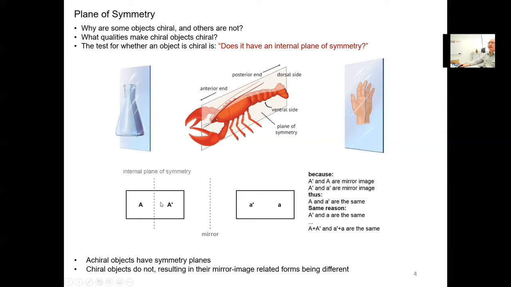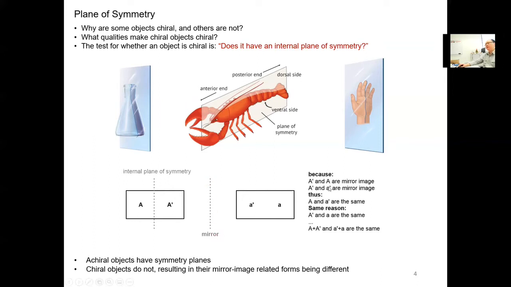All right. And then if you have a mirror image of this combined object, you have small a prime and small a. So the rationale now is like this. Big A prime and the big A are mirror images, right? Because it has an internal plane of symmetry. So big A prime and the small a prime, they are also mirror images because they are reflected through the mirror we just listed here.